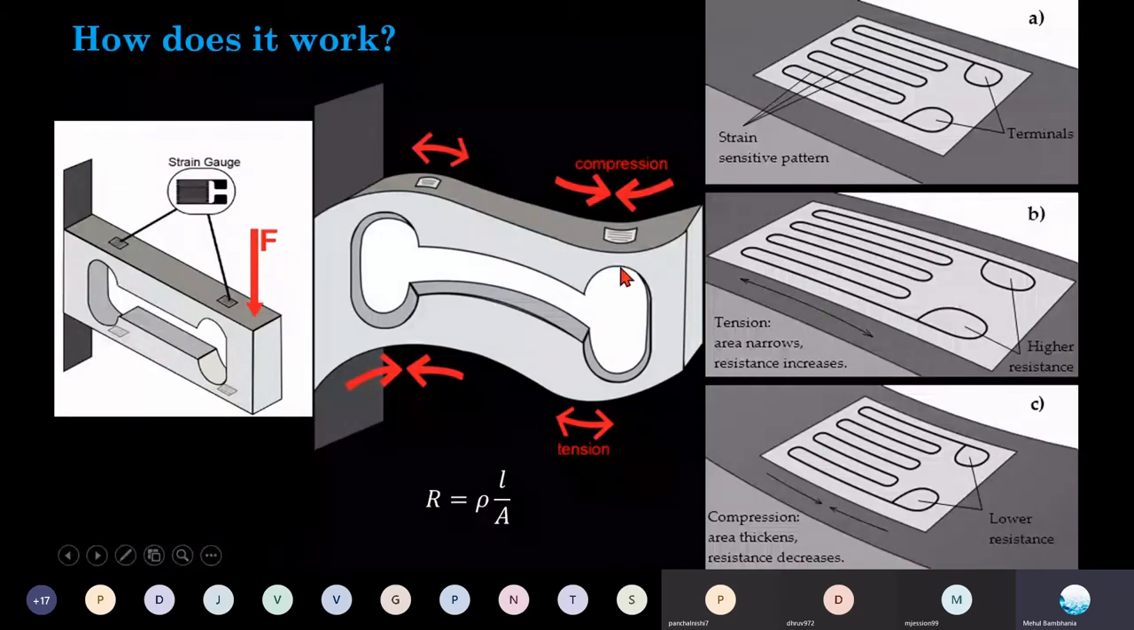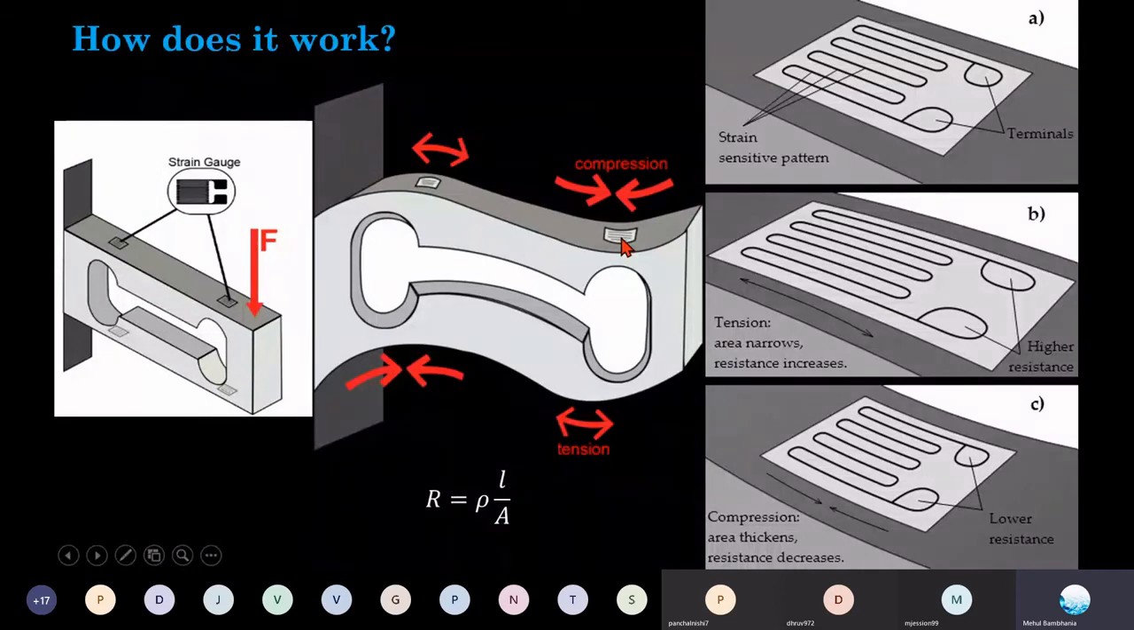What happened with the other one? This other strain gauge actually experiences contraction. Due to contraction, the length will decrease. That decrease in length will reduce the total resistance in that strain gauge. So this is the basic principle.